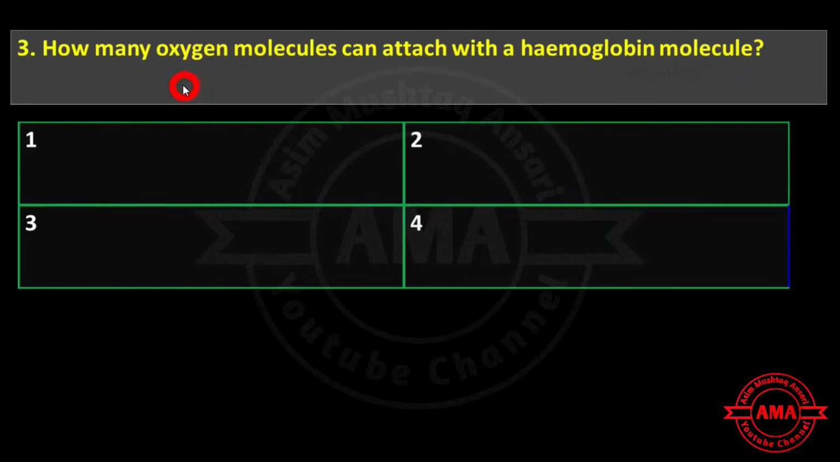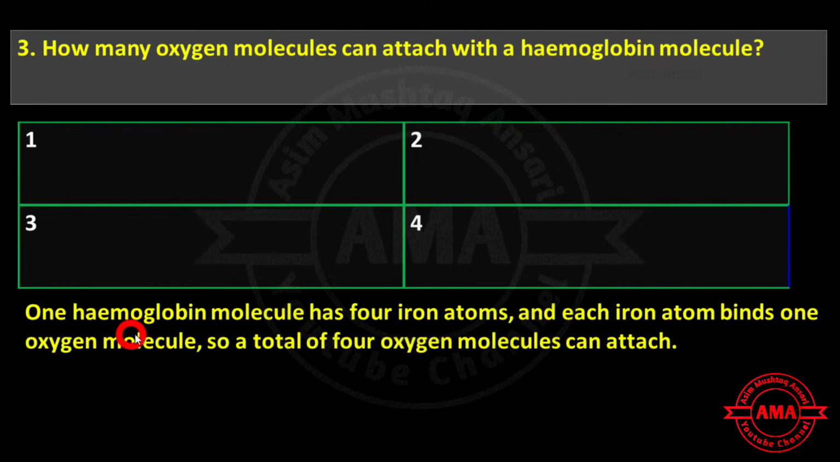Next is: how many oxygen molecules can attach with a hemoglobin molecule? 1, 2, 3 or 4? One hemoglobin molecule has 4 iron atoms and each iron atom binds one oxygen molecule. So a total of 4 oxygen molecules can attach. So the exact answer is 4.